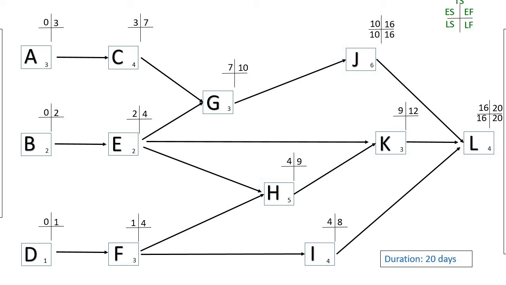We move on to activity K. Activity K, the late finish would be the late start for the preceding task. So L starts on day 16, so the late finish for K would be on day 16. 16 minus 3 would be 13.